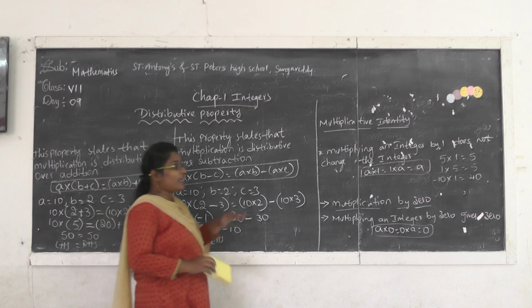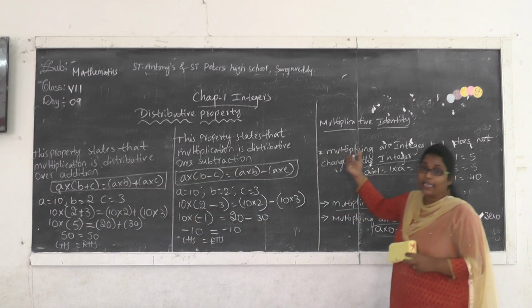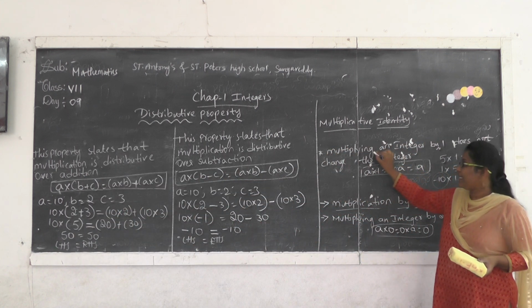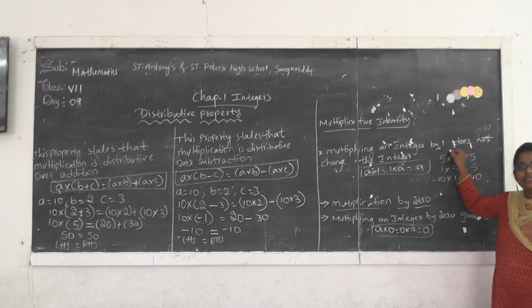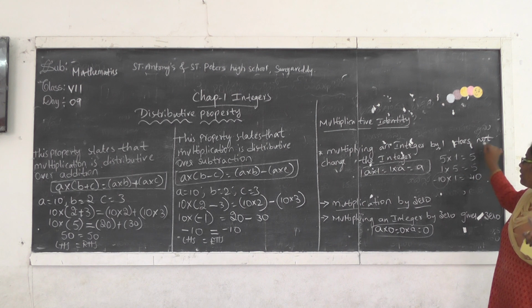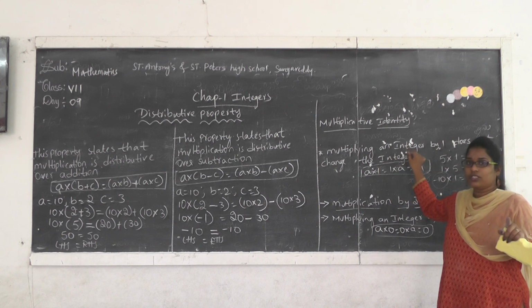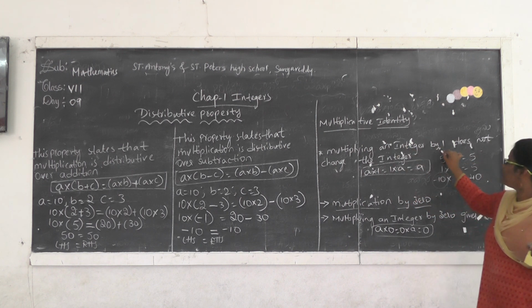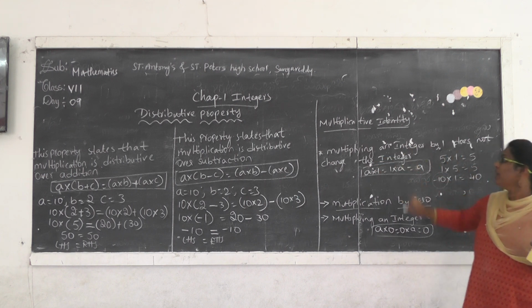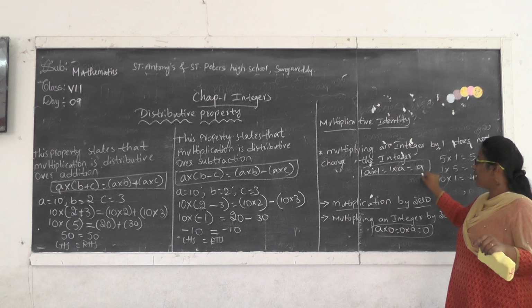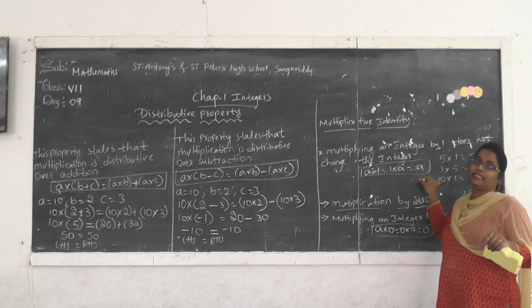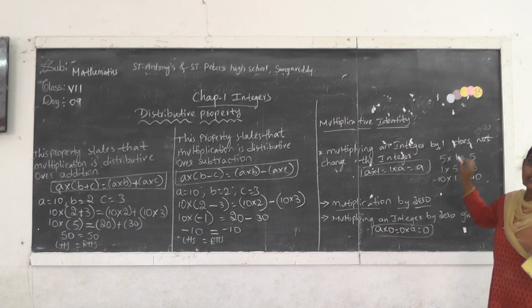Are you able to understand what is multiplicative identity? Multiplying an integer by 1. If we multiply an integer by 1, the value is not going to change. Multiplying an integer by 1 does not change the integer. So for example, A into 1 equal to 1 into A equal to A. That means the result will be A itself. The result is not going to be changed.